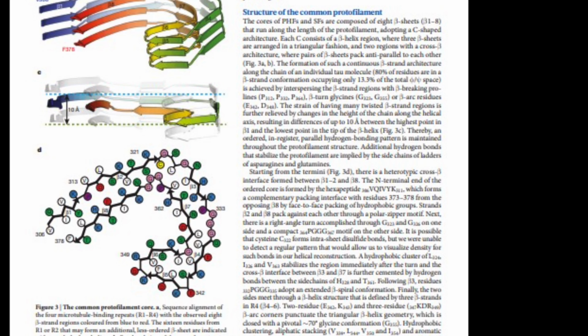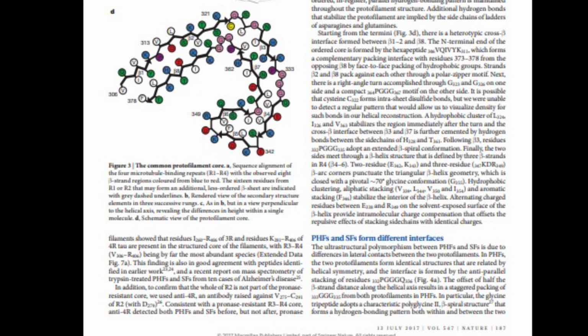Structure of the common protofilament. The core of PHFs and SFs is composed of 8 beta sheets, beta 1 to 8, that run along the length of the protofilament, adopting a C-shaped architecture. Each C is comprised of a beta helix region, where 3 beta sheets are arranged in a triangular fashion, and 2 regions with a cross-beta architecture, where pairs of beta sheets pack anti-parallel to each other.